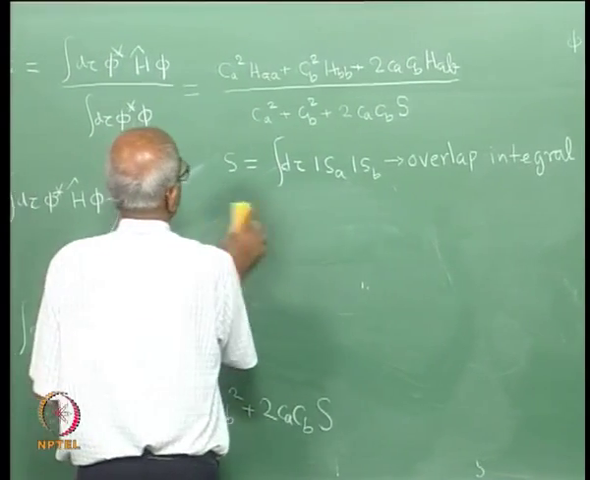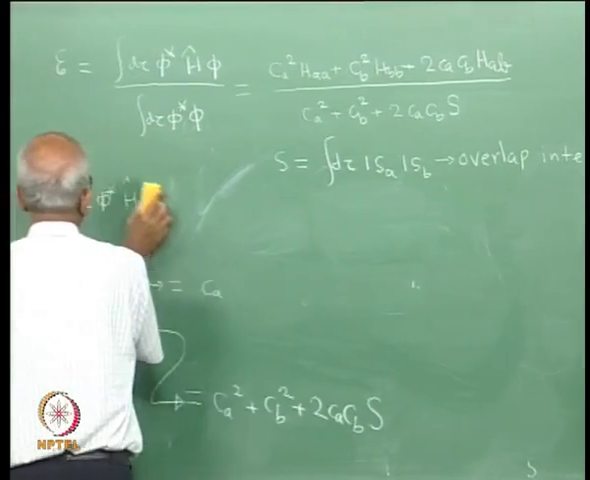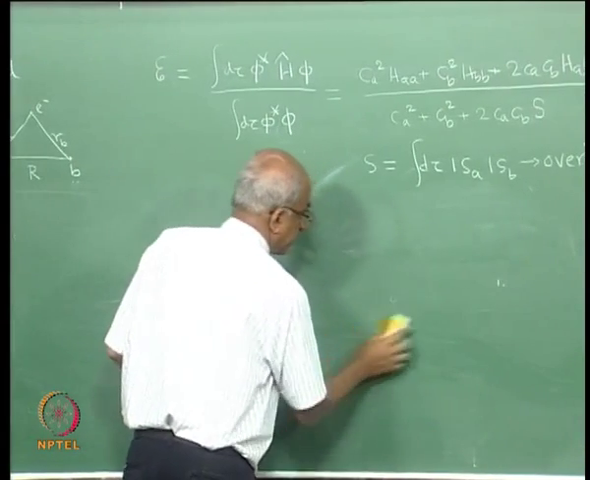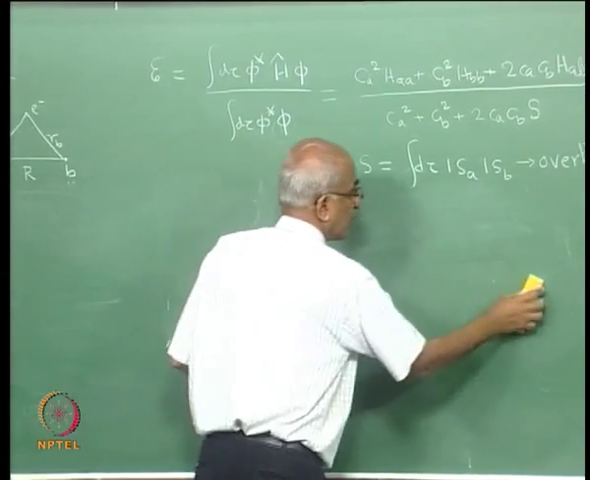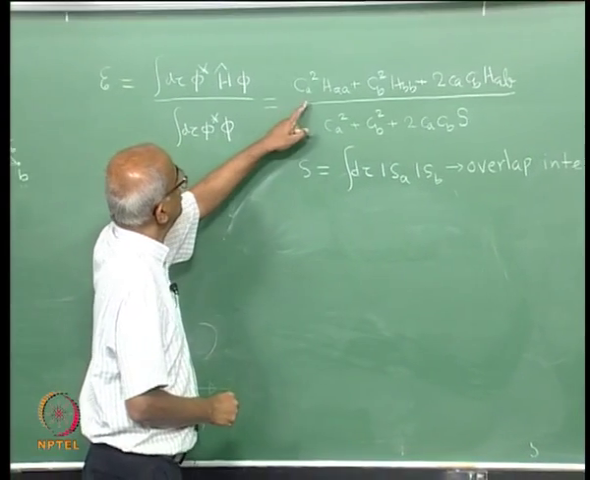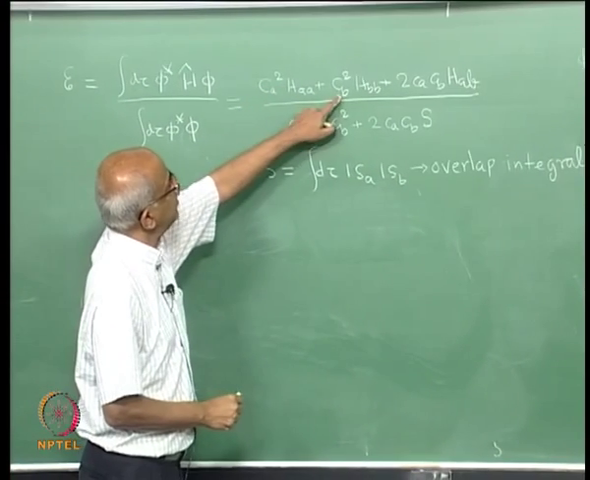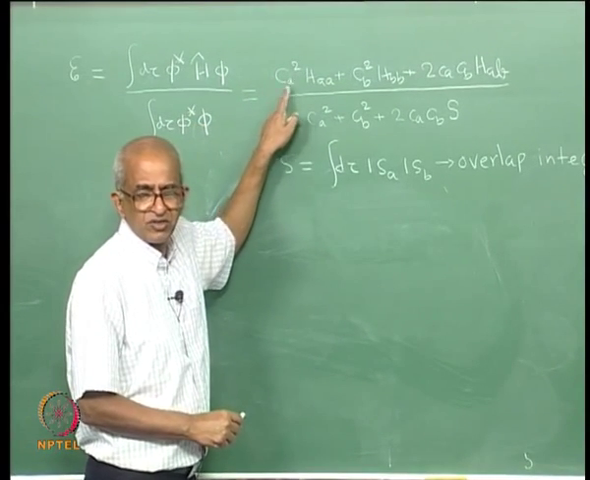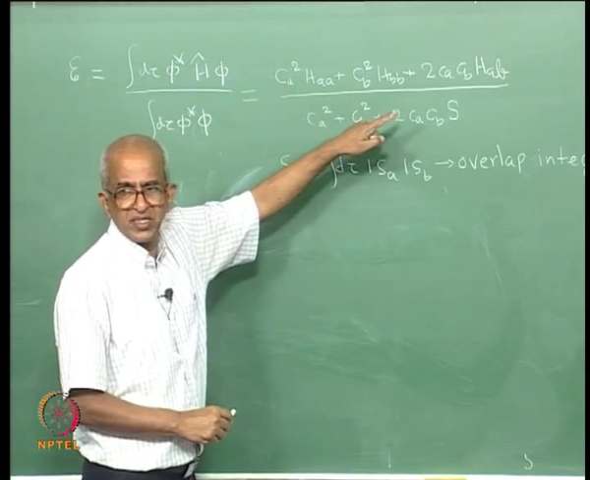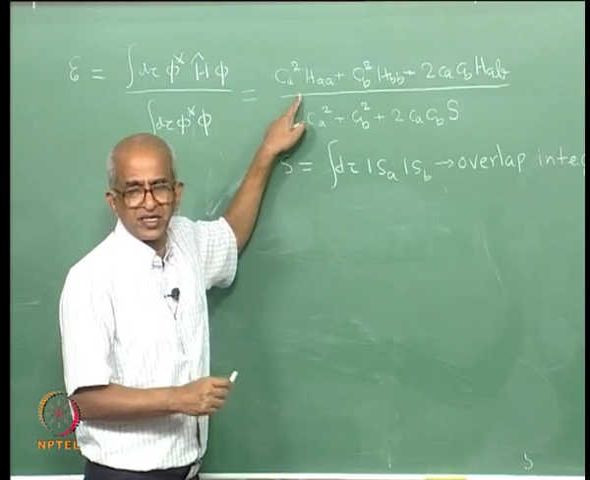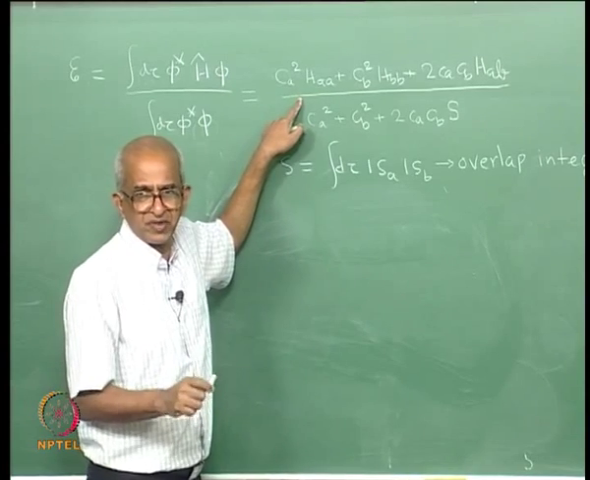So, now what we will do is, having defined this overlap integral, let us proceed. We have our expression for script E, and what should I do now? I have to think of CA and CB, right. I have to think of script E as a function of CA and CB, and then find the maxima or minima of this function. In fact, I should find the minimum of this function.